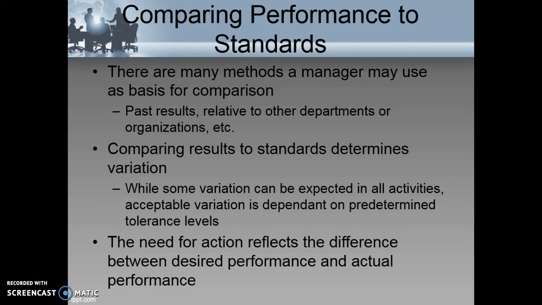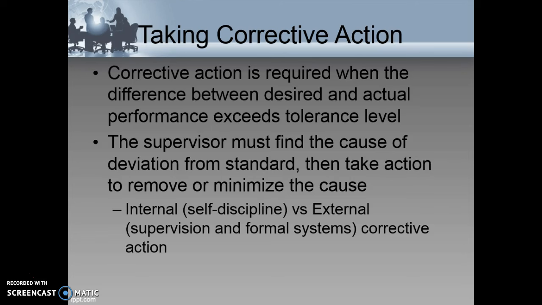And again, we can expect some variation in all activities that we do, and we're looking at the tolerance levels as to how much that variance is acceptable. The amount that we're off by, is that an okay amount, or do we need to do something about it? The need for actually doing something about it reflects the difference between the desired performance and the actual performance. How much was tolerable? So then it leads us to taking corrective action.